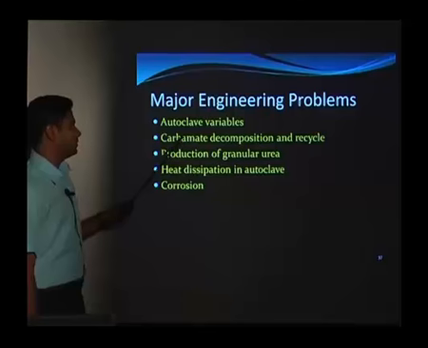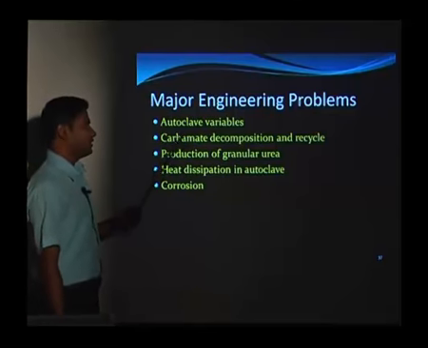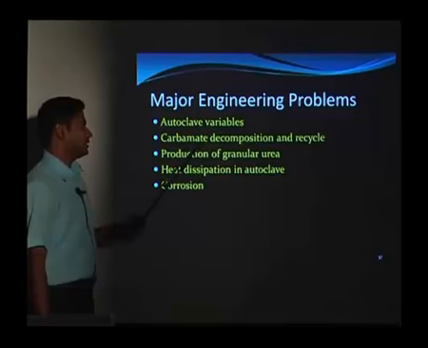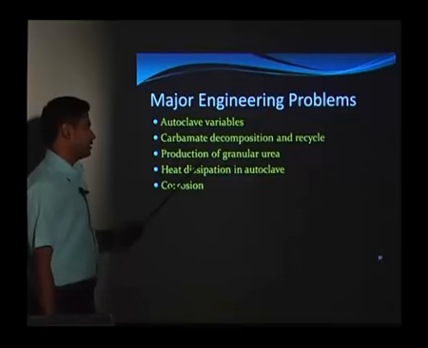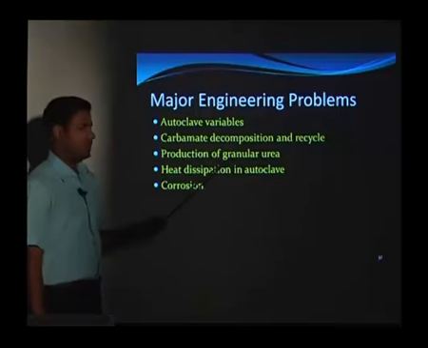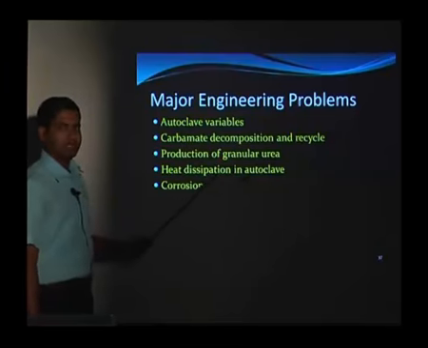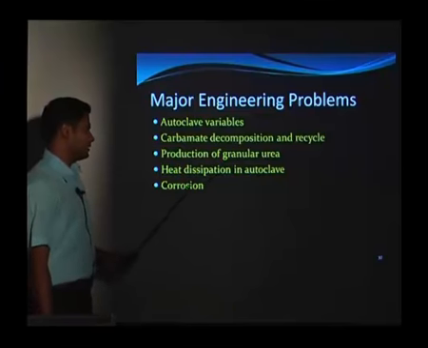So here the major problems are the autoclave variables. You have to keep in mind that the temperature is very essential over here, otherwise we get biuret formation. Then the carbamate decomposition and recycle is essential to get the urea. In the production of granule urea, we have to keep in mind that the temperature is not exceeded, so that we get biuret formation of less than 1%. Then there is heat dissipation in the autoclave: as this is an exothermic reaction, you have to take care of the heat evolved in the reactor tower. And the next one is the corrosion problem.